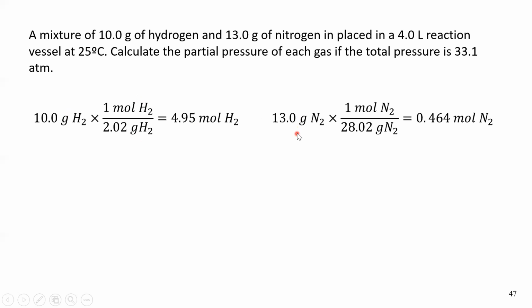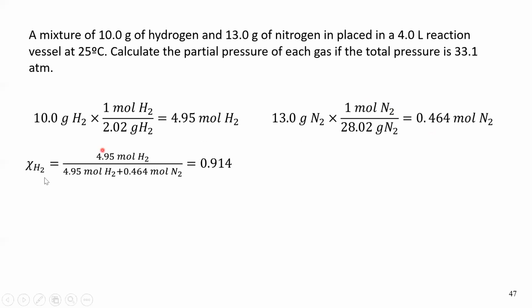We're going to take the 13.0 grams of nitrogen, and we're going to multiply it by our molar mass for nitrogen, that 28.02. Again, we're canceling out grams and going to moles. So we've got 0.464 moles of nitrogen. So now that we know the moles of hydrogen and the moles of nitrogen, we can figure out our mole fraction.